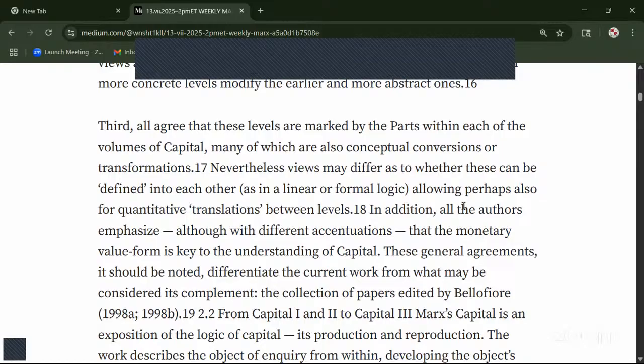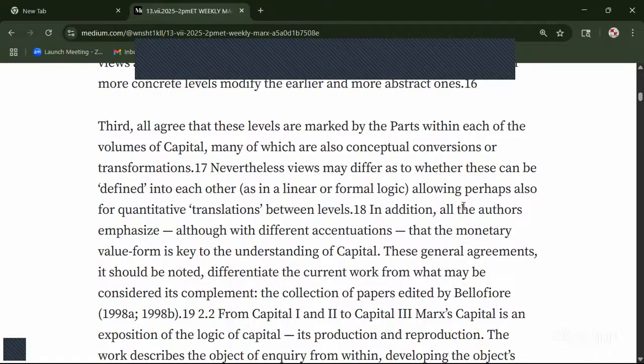In addition, all the authors emphasize, although with different accentuations, that the monetary value form is key to the understanding of capital.